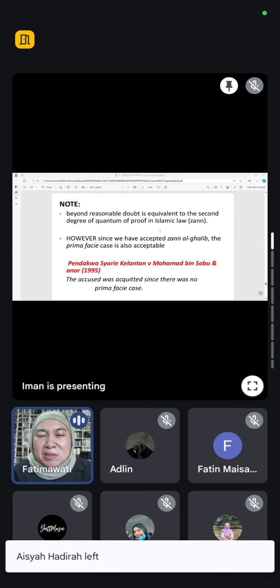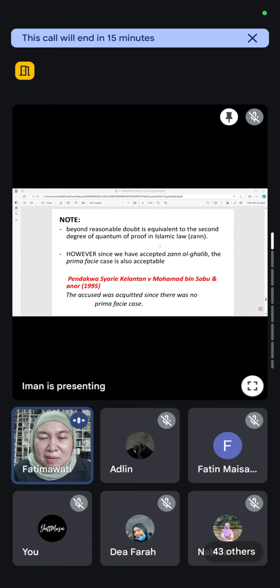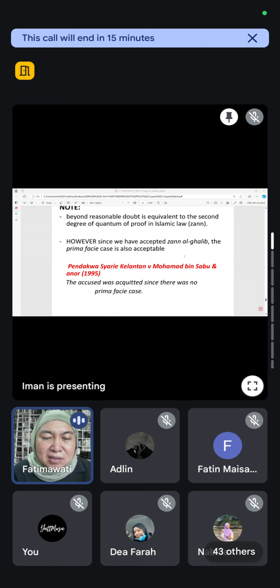Okay, so beyond reasonable doubt is equivalent to the second degree of quantum of proof in Islamic law, which is zon. Okay. However, since we have accepted zon al-ghalib, the prima facie case is also accepted. So we have this one case lah, Pendakwa Syariah Kelantan versus Muhammad bin Sabu and another. Okay, so let's look at this case.